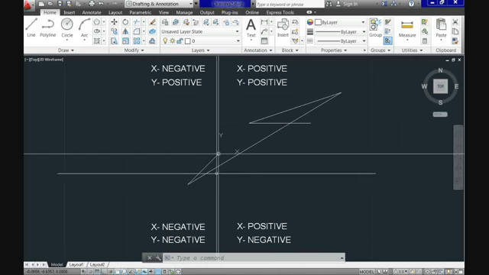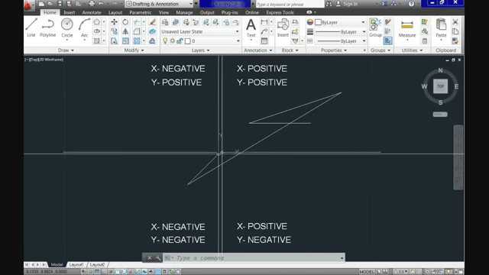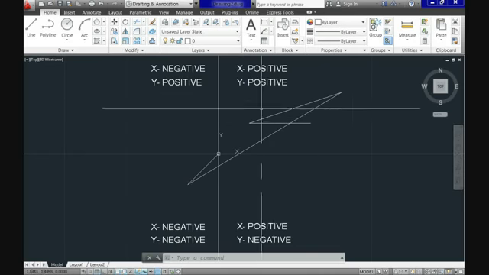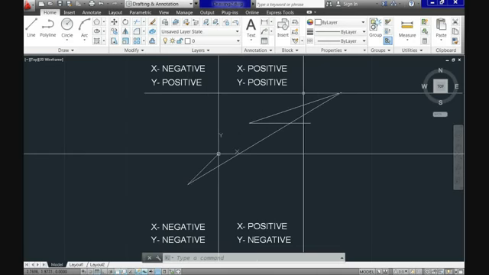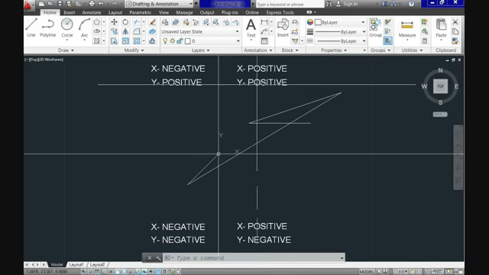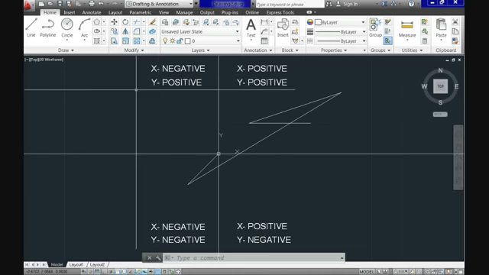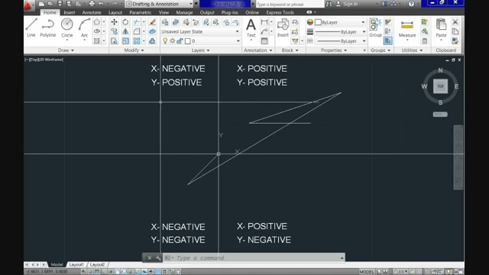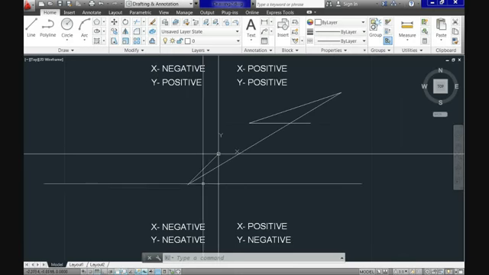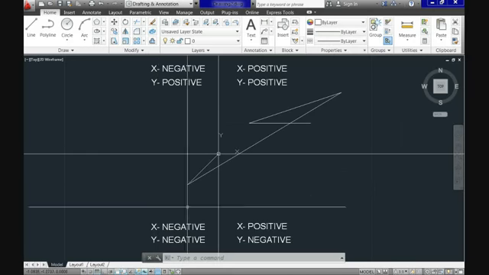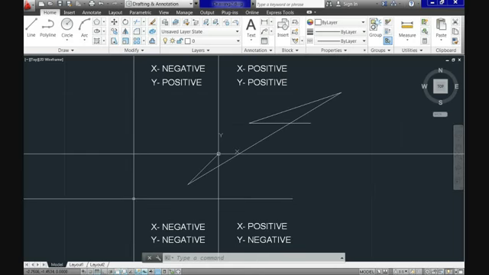You can see here that there are 4 quadrants in space, and X and Y are negative or positive depending on which quadrant you are in. I have it clearly defined for you here. In the bottom left quadrant, both are negative. In the top right, both are positive, and so on. You can see it there. Let's get rid of this now.